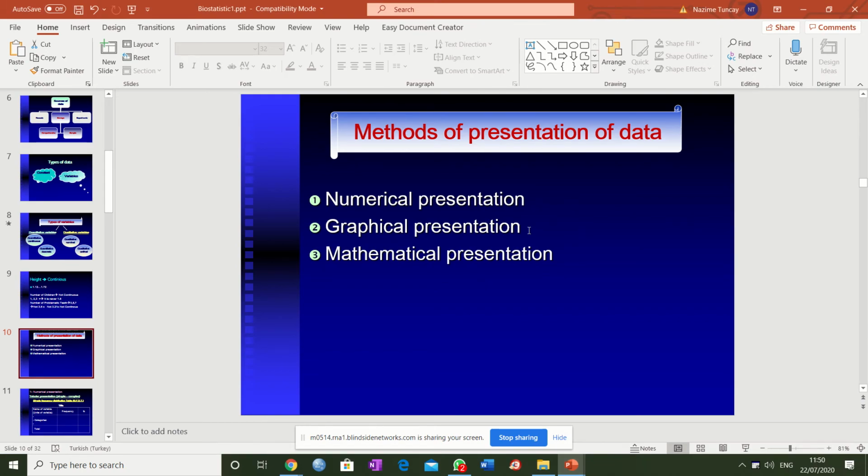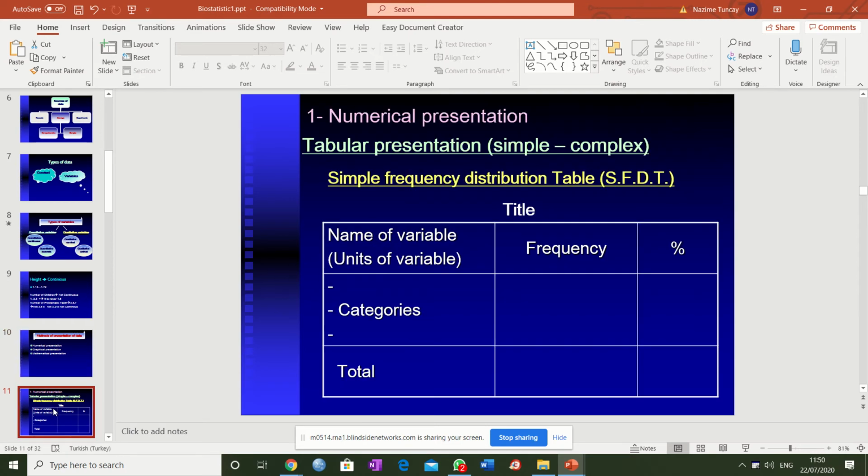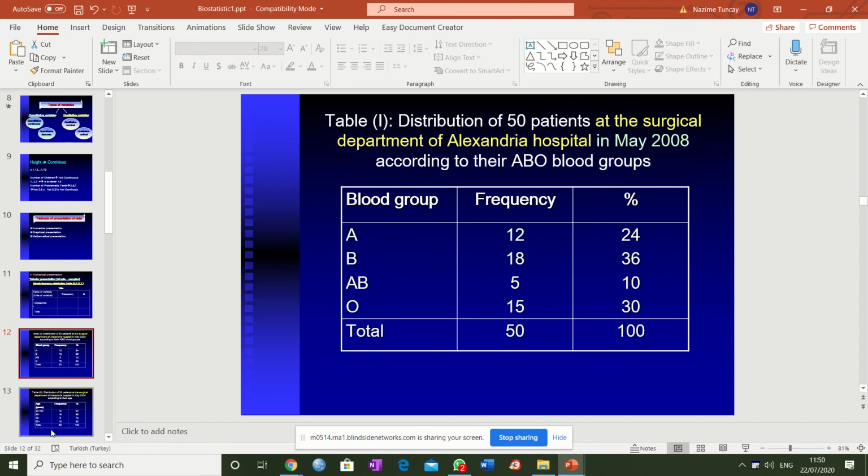Numerical presentation and graphical presentation and mathematical presentation. There are different types of presentations. Now, frequency. Frequency is the number of things, and percentage is the amount out of a hundred. So we represent in tables the frequencies and the percentages. For example, here we have an example: distribution of 50 patients at the surgical department of Alexandria Hospital in May 2008, according to their blood groups.